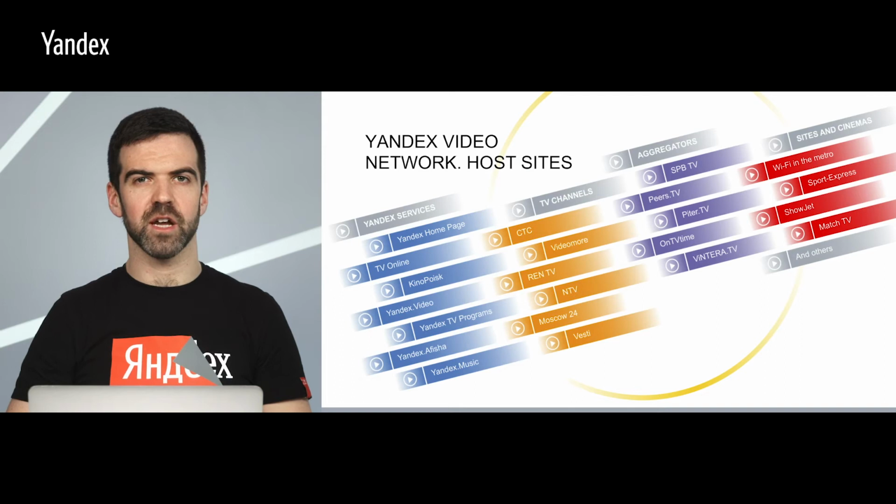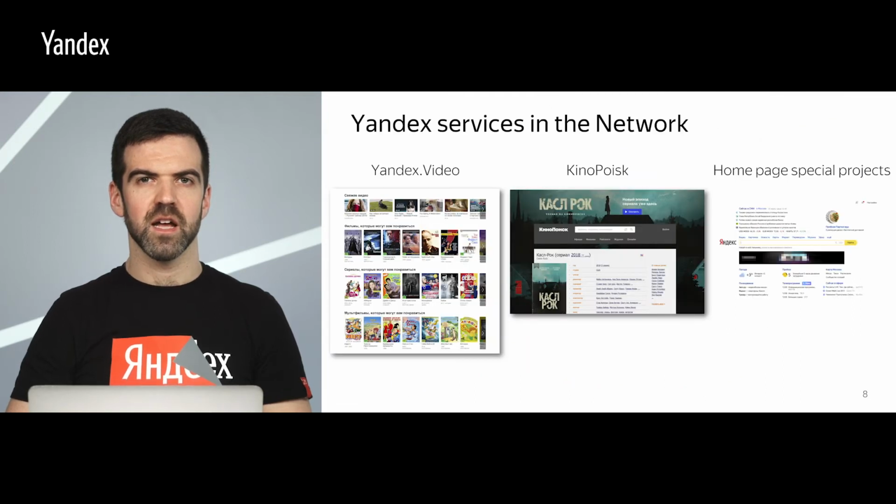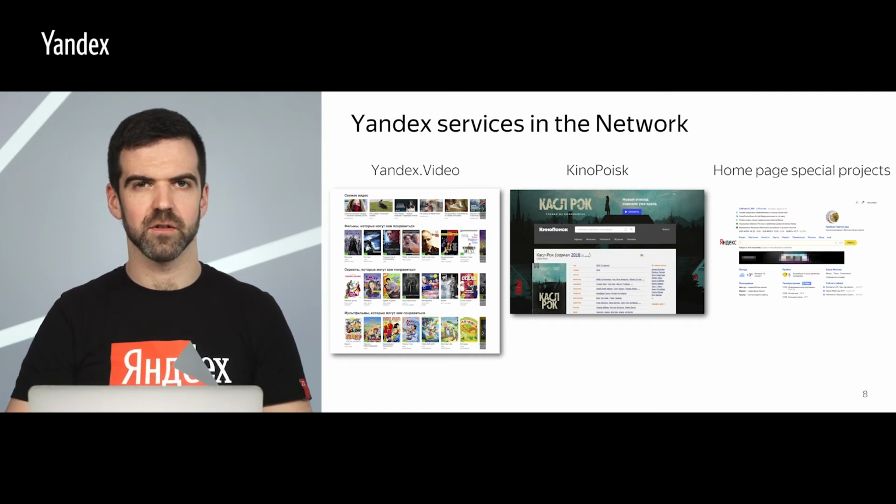The Yandex Video Network includes services like Kinopoisk, Yandex Video, and Afisha. It also covers sites of popular Russian TV channels, major online cinemas, and many other video platforms. Examples of the Yandex Video sites in the network where our clients' ads appear include the Yandex Video hosting site, Kinopoisk, the largest Russian film database, often compared to IMDb. It also includes special projects on the most visited site in the Russian-speaking internet, the Yandex homepage, where we show live broadcasts of popular sporting events.